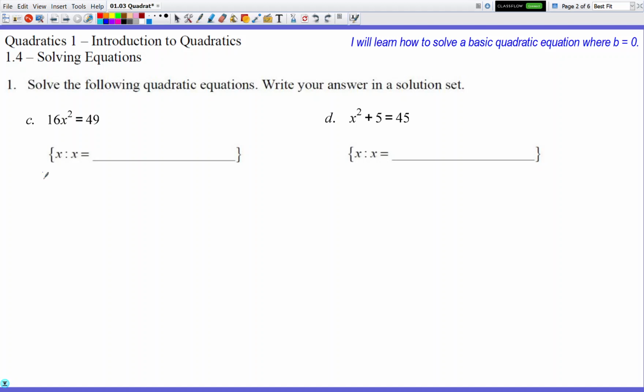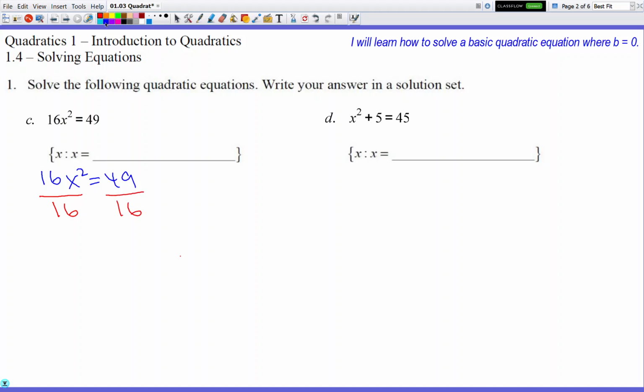So actually, let me write down the problem so I can start manipulating it. So 16x squared equals 49. So I'm going to break the bond that multiply by 16 has. And to break that bond, I'm going to divide by 16. Okay, so divide by 16 on both sides.